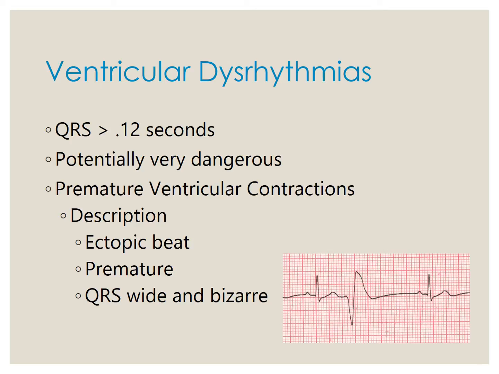So if you look down at this small strip that I have on here, you see your P wave, you see your QRS, and then a T wave. And then you see this premature, wide and bizarre QRS. And then it looks like there's maybe a pause, and then it goes P, QRS, T, it goes back into the rhythm. That is a premature ventricular contraction.